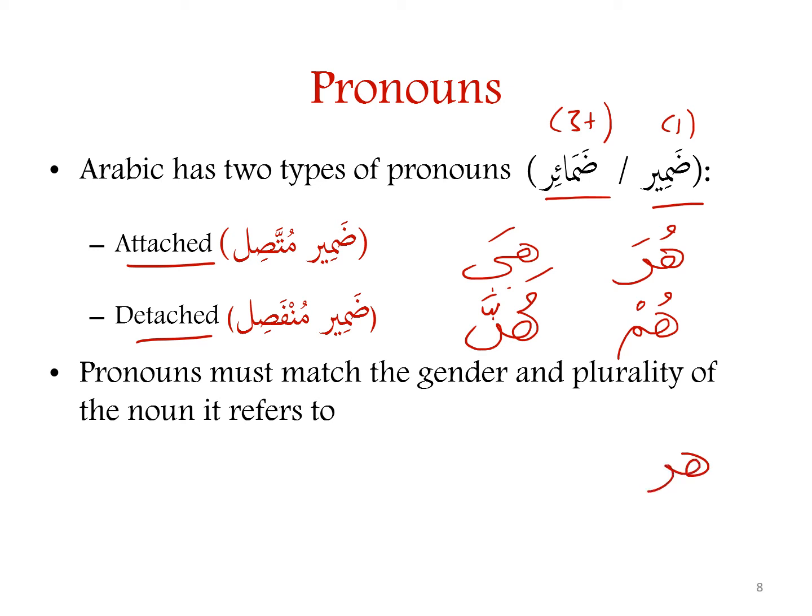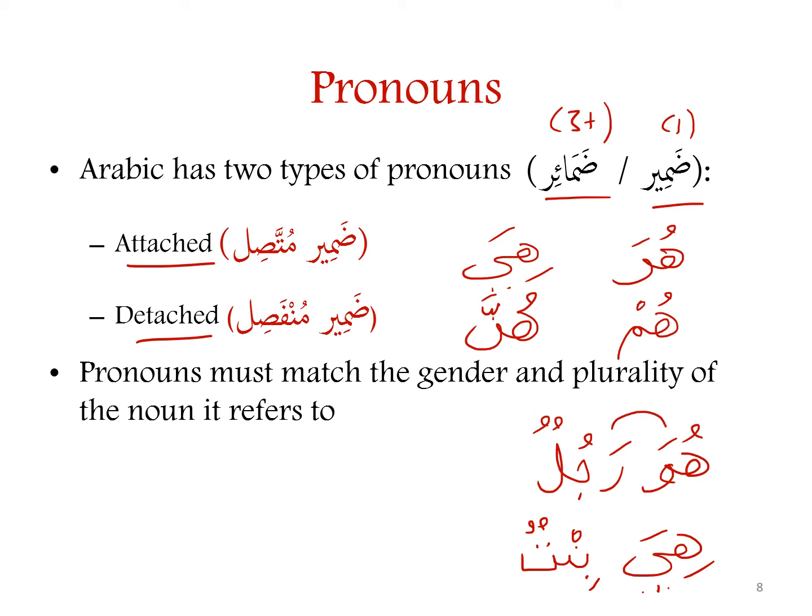So we give an example of huwa rajulun. He is a man. Hiya bintun. She is a girl. So if you look at the pronouns, they're matching each other with their gender, but also their plurality. This is singular, huwa, and rajulun is singular. Hiya is singular, bintun is singular. So pronouns, when they're detached, so we're talking specifically about the dhamir munfasil here, they need to match each other.